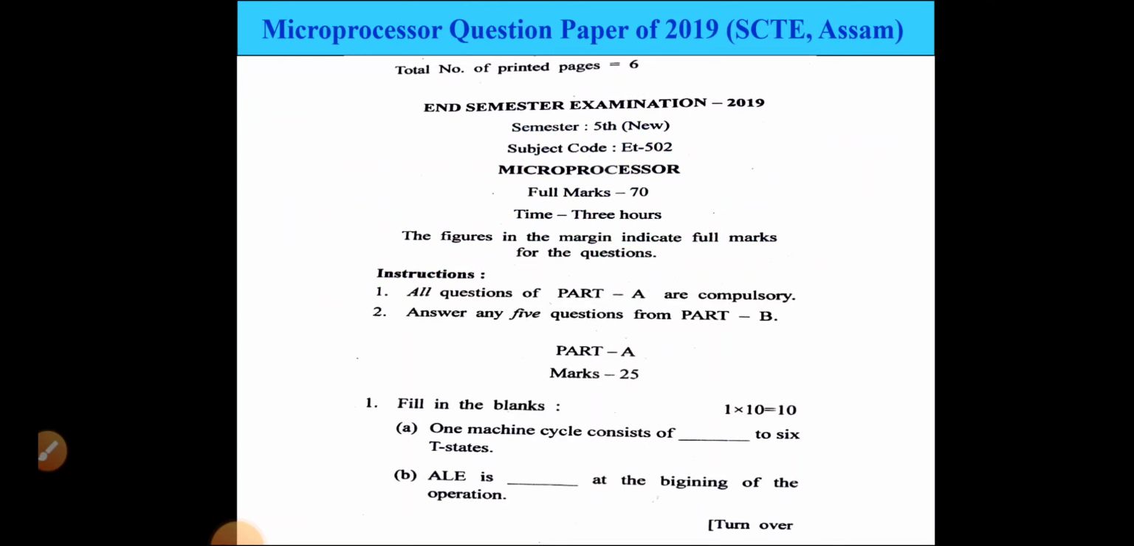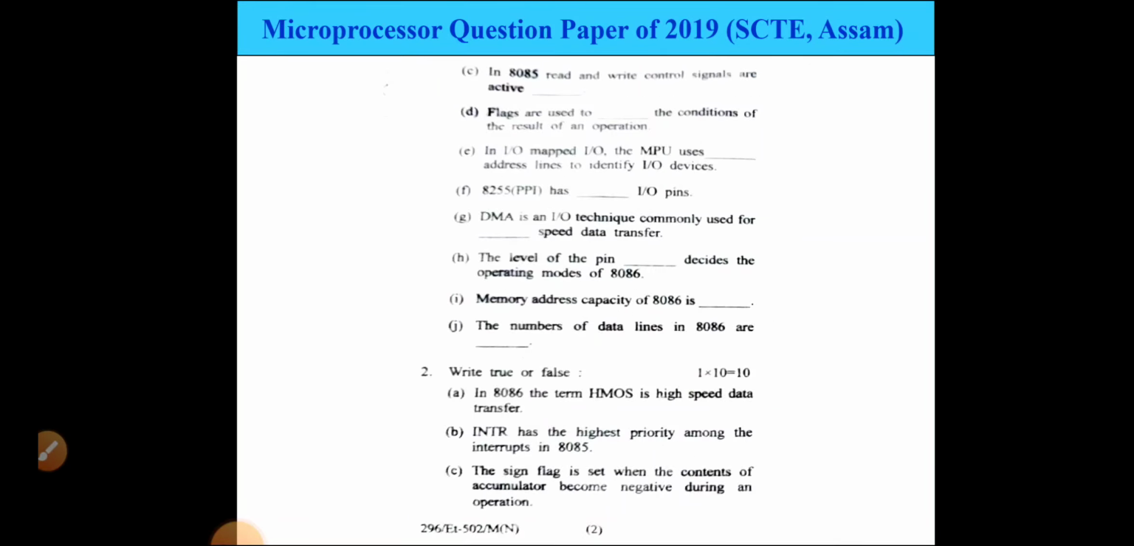So this is the question paper that came in the year 2019. Here the subject is Microprocessor, full marks 70. Here is Part A, 25 marks. Fill in the blanks. There are 10 questions, so one by one the questions will be discussed in our next slide. Here is the next set, true or false. 10 questions are there, so all these questions will be discussed in our next slide.